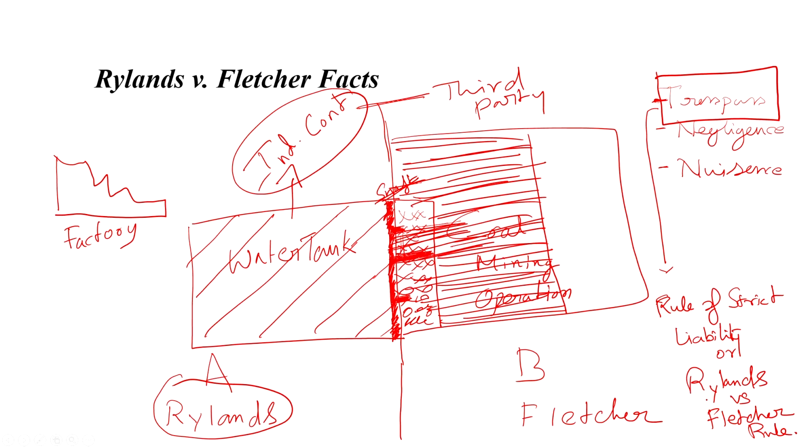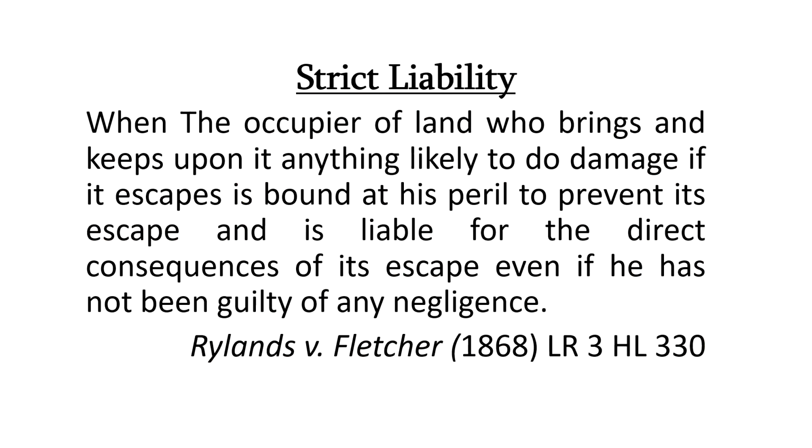And what does the rule say? The rule says that when the occupier of land brings and keeps upon it anything likely to do damage if it escapes, he is bound at his peril to prevent its escape and is liable for the direct consequences of its escape, even if he is not guilty of any negligence.